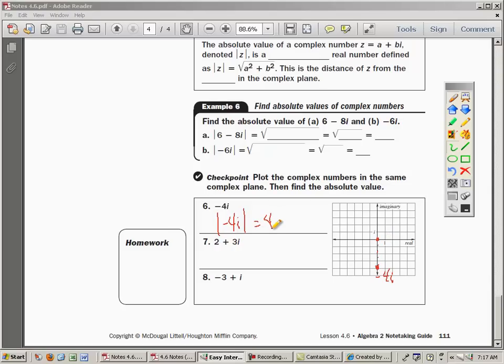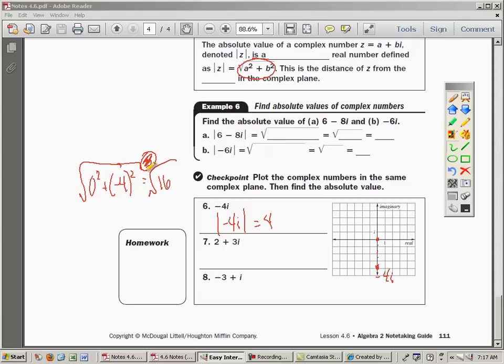If you didn't believe that and you're always going to trust a formula, that's fine. It's the square root of, there's no real component, so 0 squared, plus negative 4 squared. And so this becomes 0 squared and 4 squared, which is 16, and the square root of 16 is positive 4. Now, again, we don't have to worry about plus or minus here, guys, because we're talking about distance, and distance always must be positive.